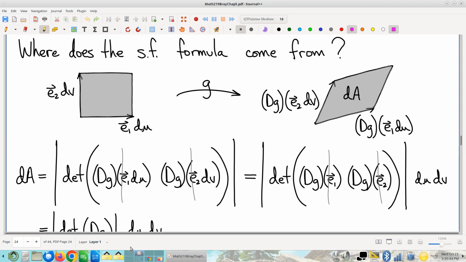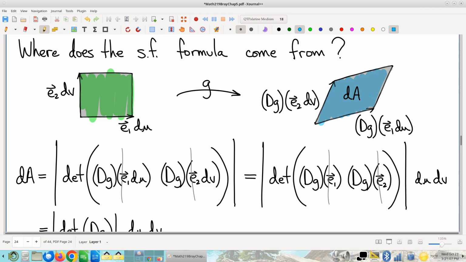So now that we've got a few examples under our belt, hopefully you see how change of variables works, kind of the mechanics. Let's talk about where that formula comes from. So do keep in mind that the stretching factor is the thing that you multiply by a little piece of input area to get a little piece of output area.